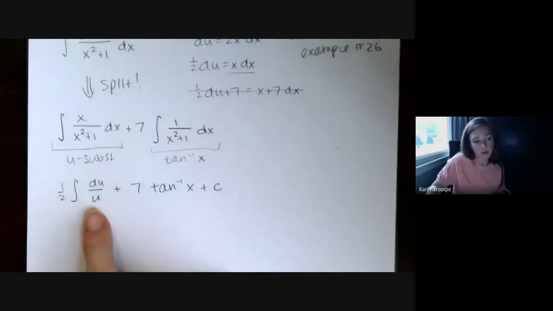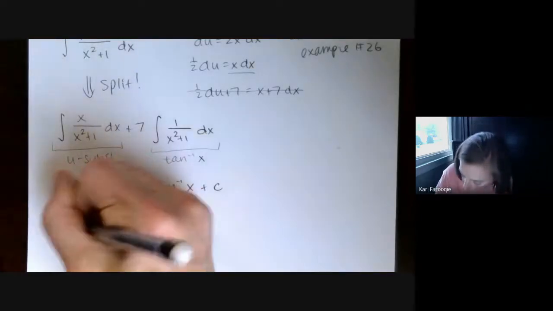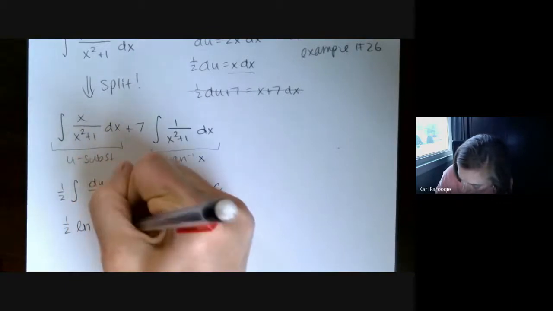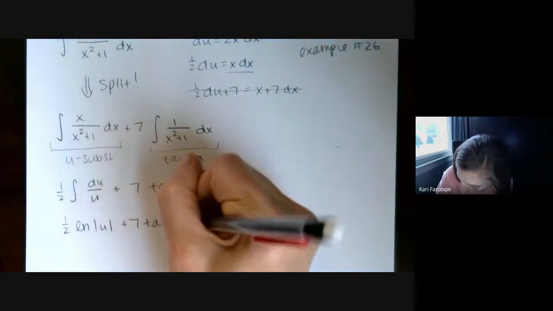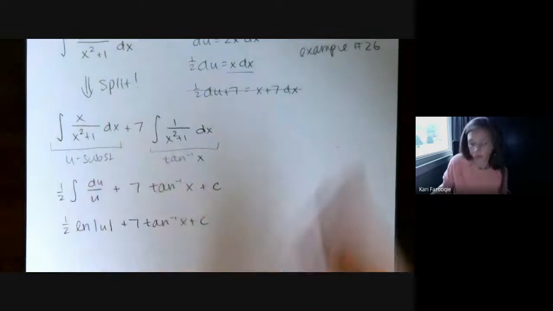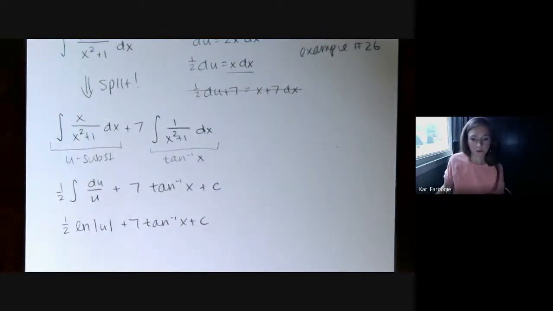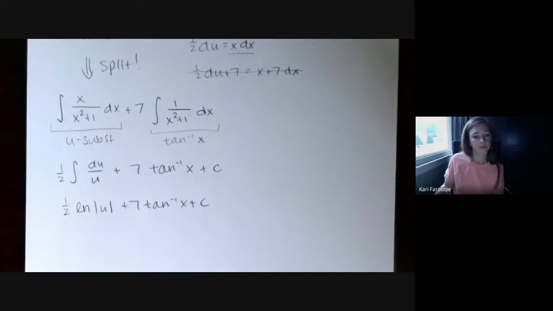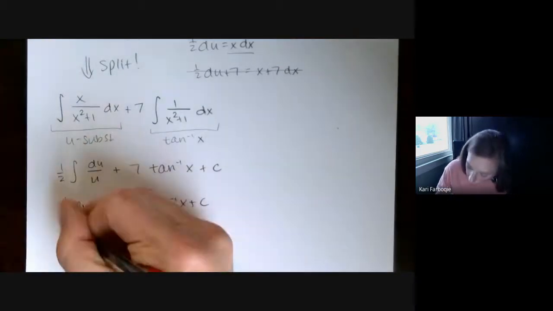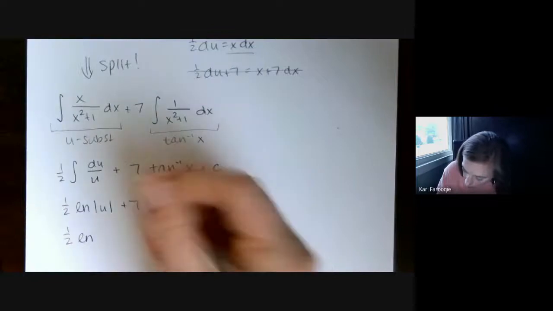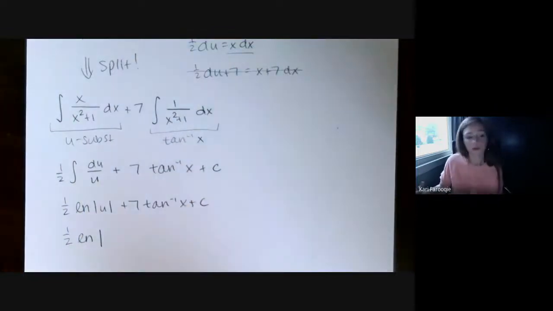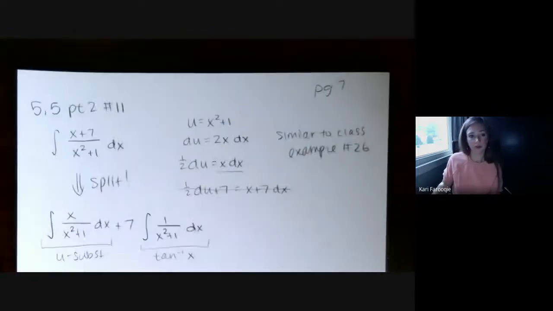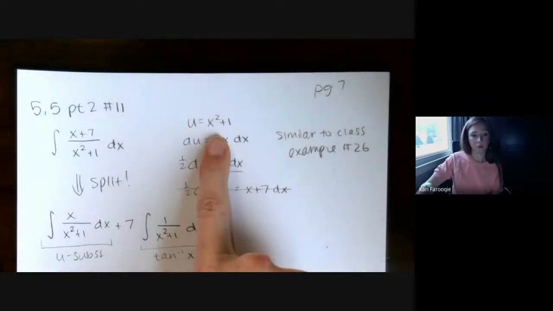So this one is in the form of a natural log. Remember, the derivative of ln u is 1 over u. So we'll integrate this as 1/2 times the natural log of the absolute value of u. And of course, you could just combine all this at the end instead of rewriting it with each step. And then this will be 1/2 times the natural log of the absolute value of, if you don't remember what u was, it was x squared plus 1.